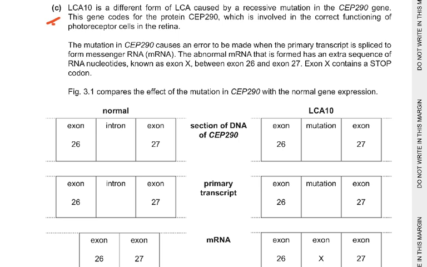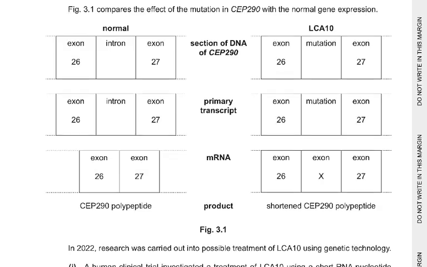Part C. LCA10 is a different form of LCA caused by a recessive mutation in the CEP290 gene. This gene codes for the protein CEP290, which is involved in the correct functioning of photoreceptor cells in the retina. The mutation of CEP290 causes an error to be made when the primary transcript is spliced to form messenger RNA. The abnormal mRNA that is formed has an extra sequence of RNA nucleotides known as exon X between exon 26 and exon 27. Exon X contains a stop codon. Figure 3.1 compares the effect of mutation in CEP290 with the normal gene expression.